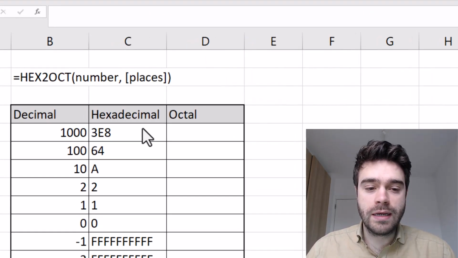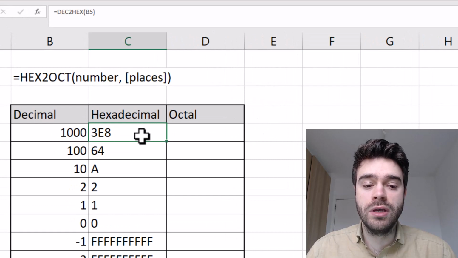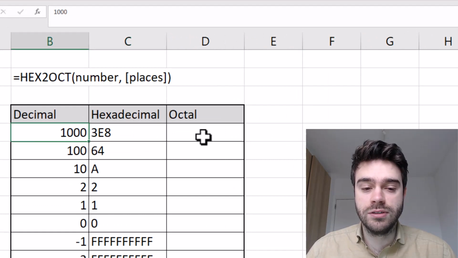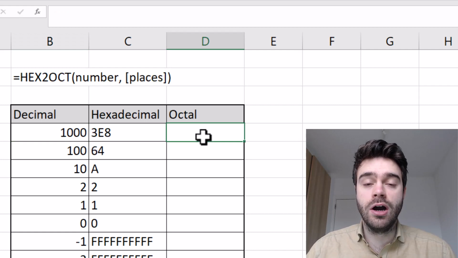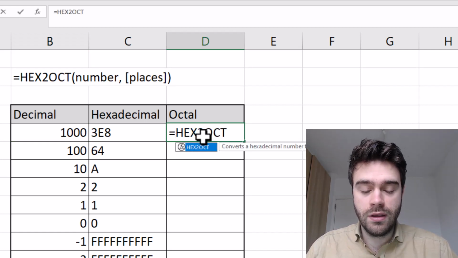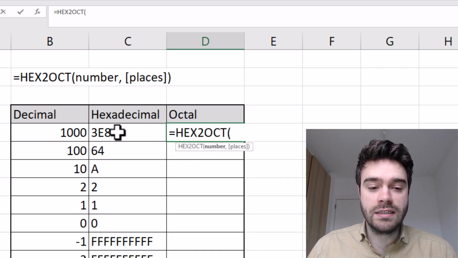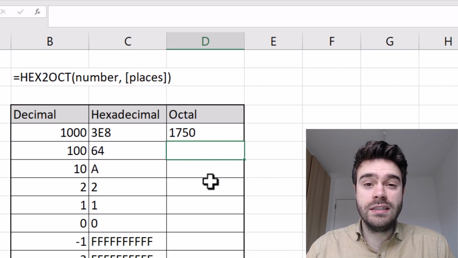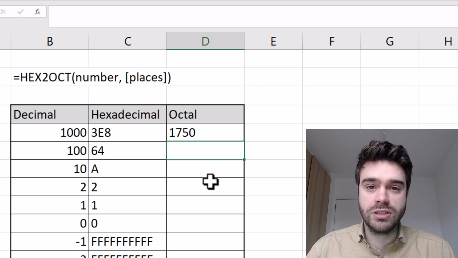So let's give an example. Here we have the hexadecimal number that represents 1000. Let's convert this into the octal number system using the HEX2OCT function. I open the parentheses, I select the hexadecimal number, and I close the parentheses. You can see that the number 1000 is represented by the number 1750 in the octal number system.